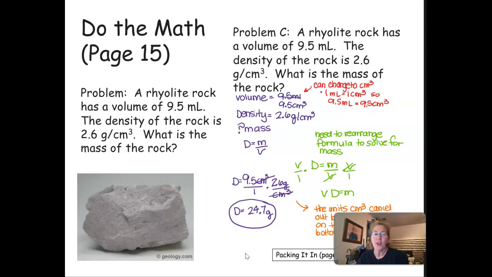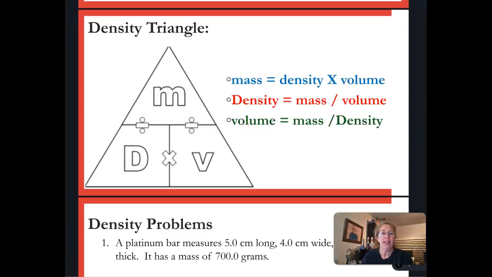So here's the answer as if you were going to derive the formula. If you use the triangle, you would simply, you want to know the mass, so it would be density times volume. So you take the density times the volume to find the answer.